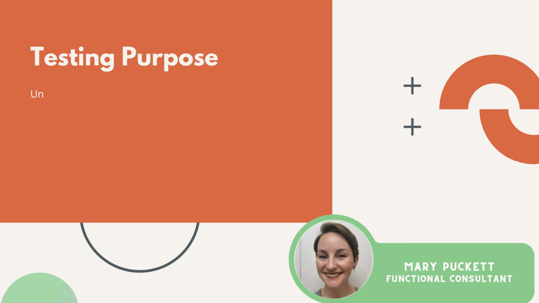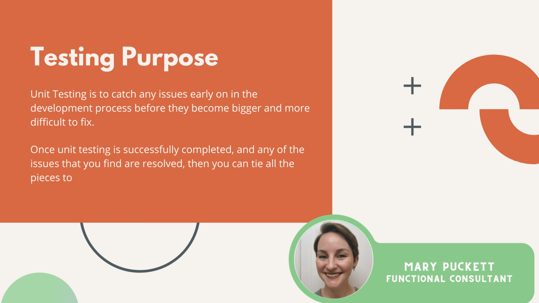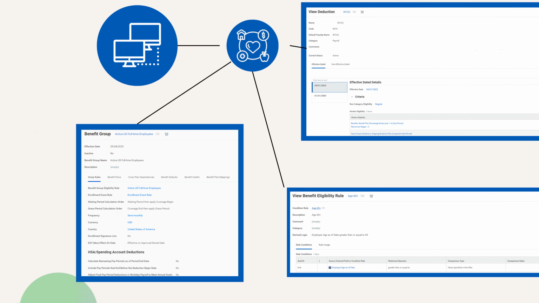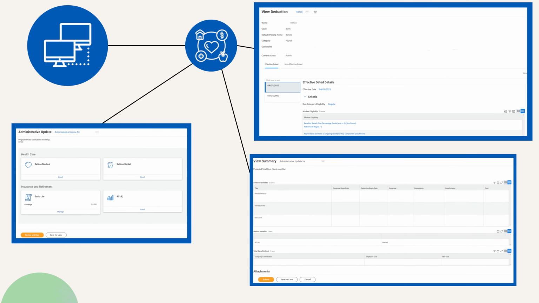And the purpose of this testing is to catch any issues early on in the development process before they become bigger and more difficult to fix. And once that unit testing is successfully completed and any of the issues that you find are resolved, then you can tie all the pieces together to form the larger picture. In the benefits example, you could then proceed to test overall plan behavior during things like staffing changes or open enrollment events.